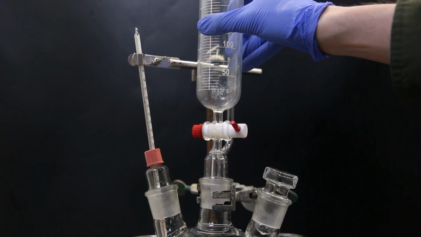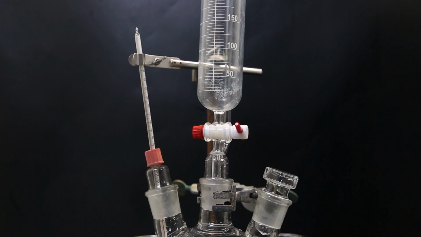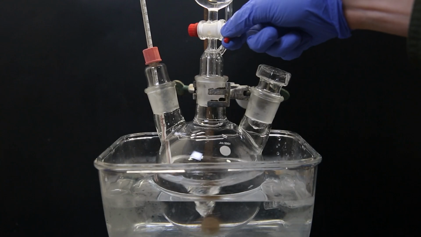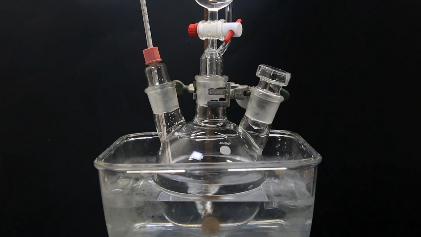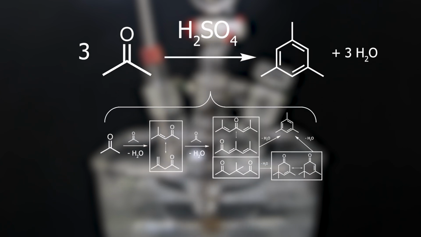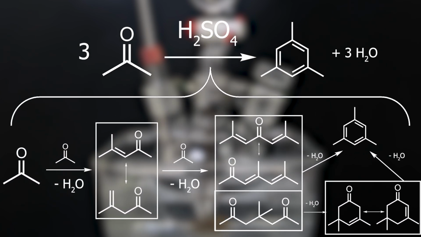I then attach a dropping funnel and add in 345 ml of 96% sulfuric acid. I slowly add the sulfuric acid to the acetone and make sure to keep the temperature below 10°C. In the reaction, 3 molecules of acetone will react and dehydrate to eventually form mesethylene. This reaction takes many steps, and so produces a lot of side products and tar.